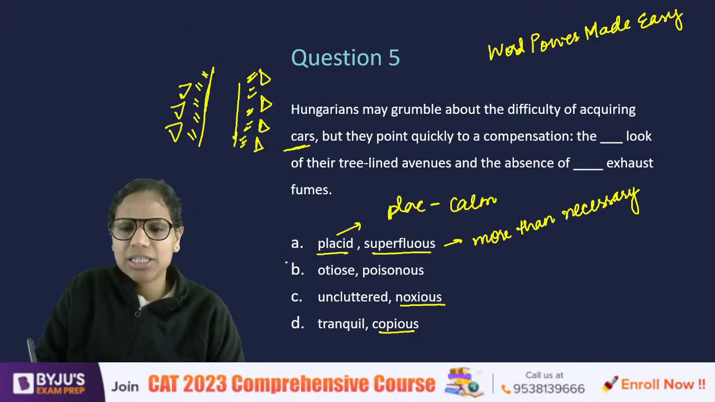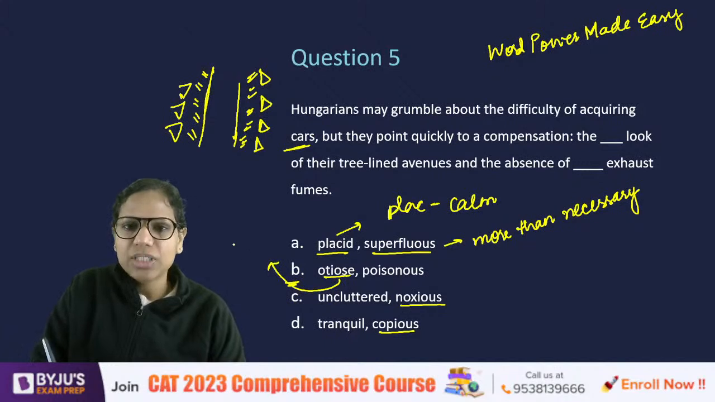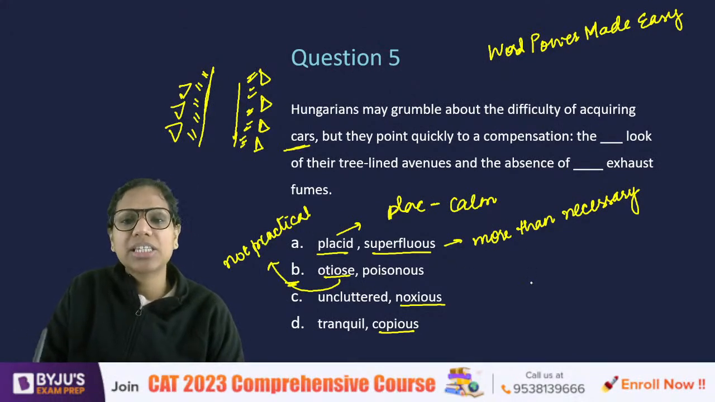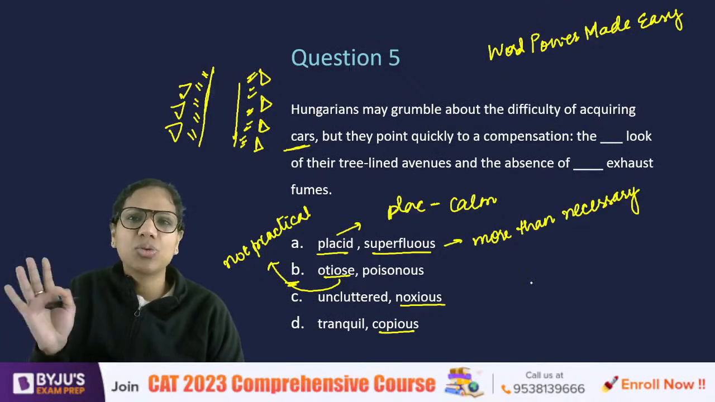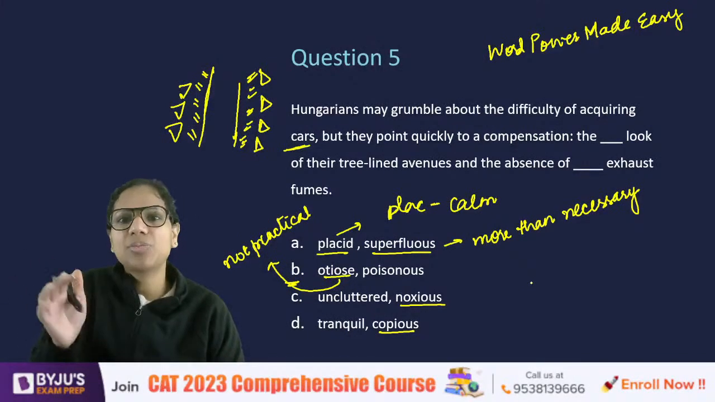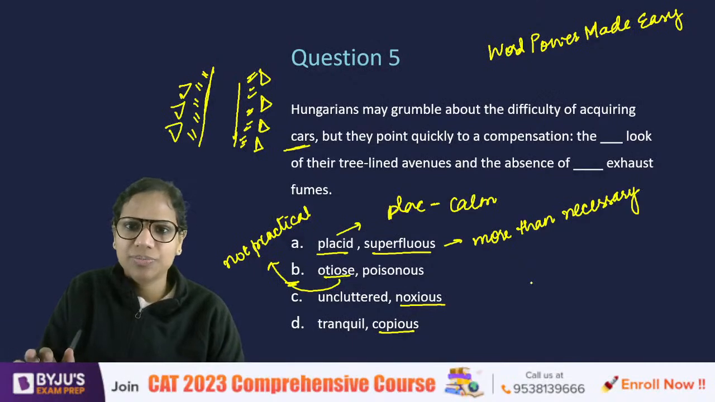Right. Now, B says otiose. Otiose means something that's not practical, something that's also redundant. Okay, so not serving any practical purpose. And in that sense, it's redundant. So if I say that, okay, I think these measures are otiose, that means I feel that these measures are not going to serve any purpose.